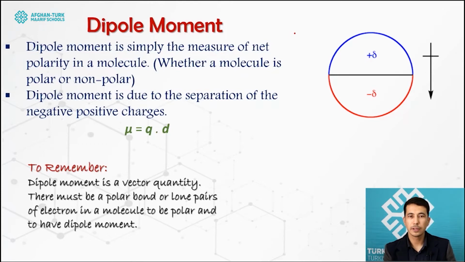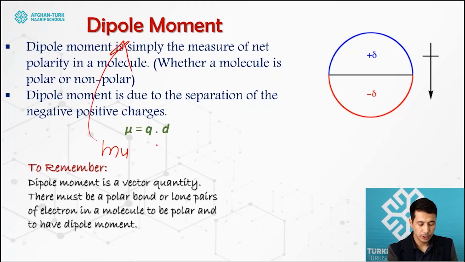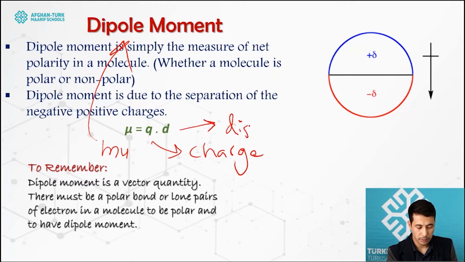Over here we have the formula or equation for dipole moment. It is mu, the symbol for the dipole moment, and q. Q is the symbol for charge, and d for the distance. And guys, remember that dipole moment is also a vector quantity.